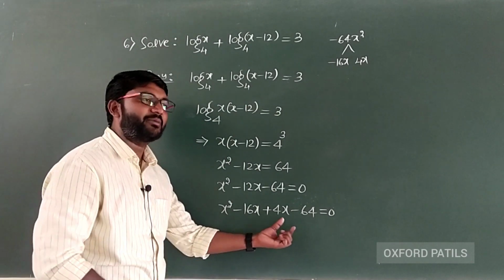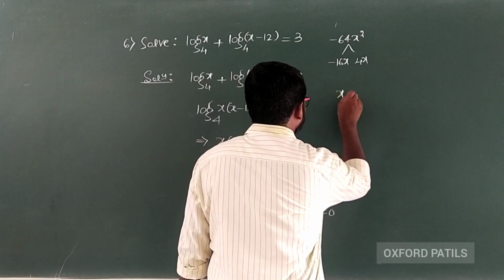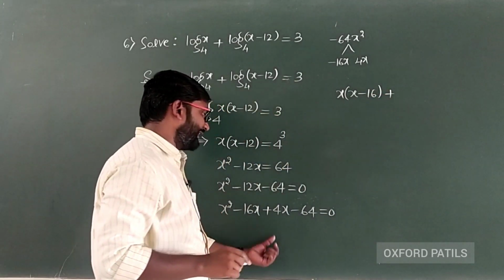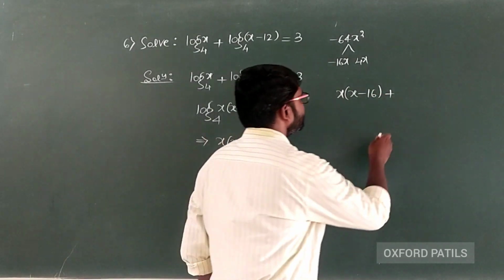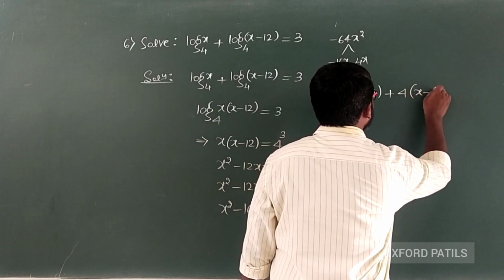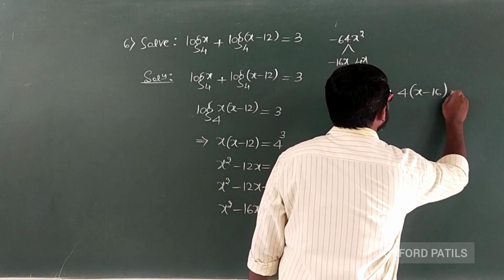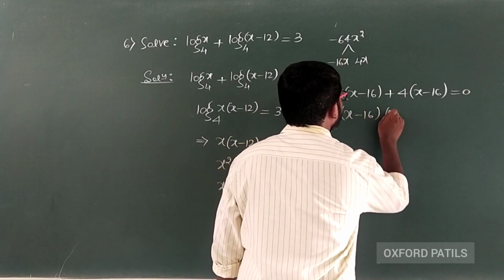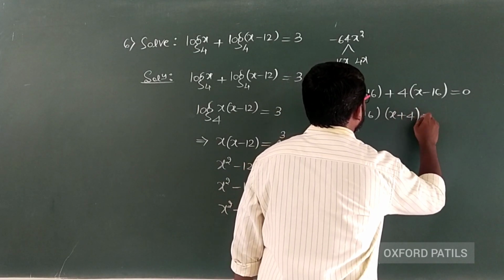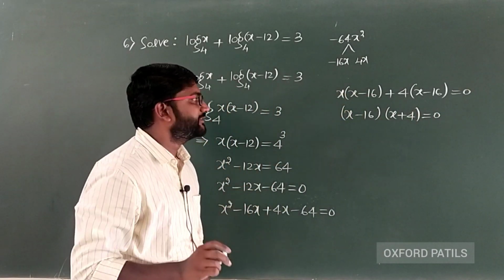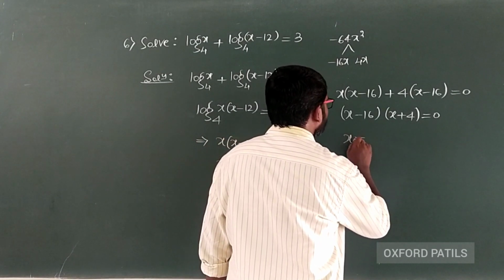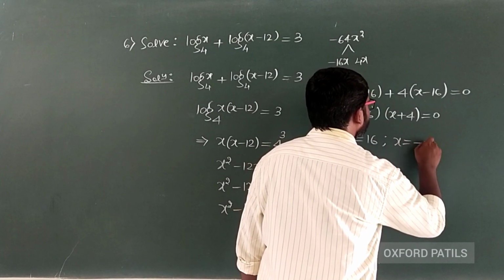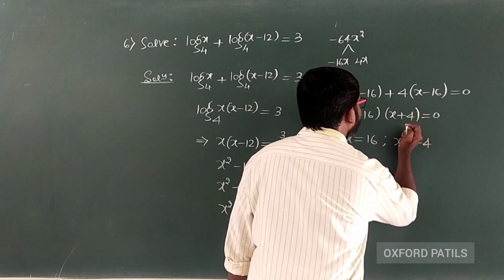Let us go for taking the common term now. In the first two terms we have x common, we get x minus 16. In the next two terms we have 4 common, we get 4 into x minus 16. This is equal to 0. Again in these two terms we have x minus 16 common and we have x plus 4. This is equal to 0. So from these two we get the values of x as x equal to 16 and another value is x equal to minus 4.